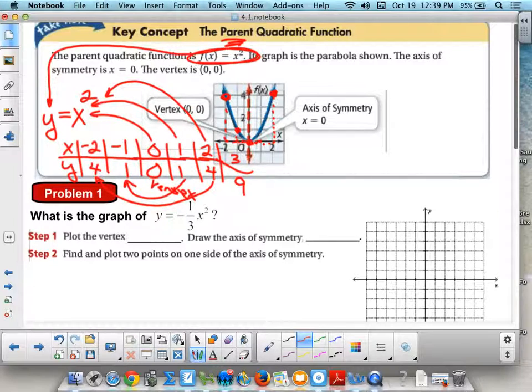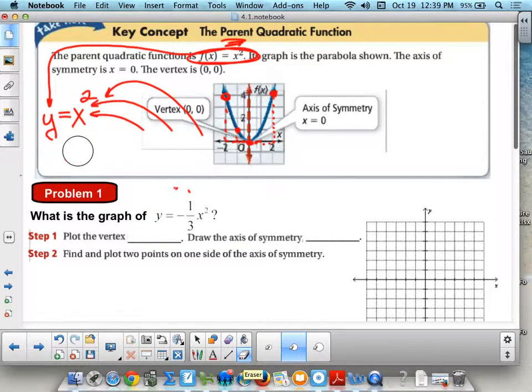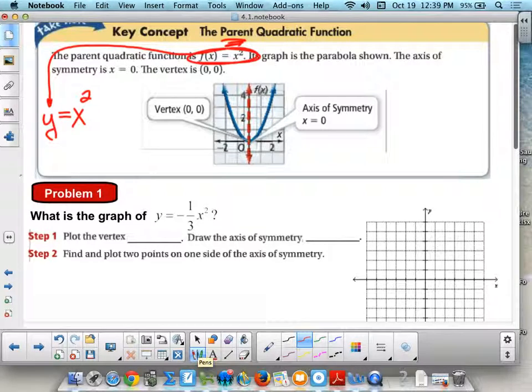Now, here's the deal. Do you think I like tables? No, I hate tables. I want you to memorize what the parent does. From the vertex, which always starts at 0, 0, where do you go? Over 1, up 1; over 2, up 4; over 3, up 9. You hear that? So there's that side, and then this side mirrors it, and there it goes. If you can memorize that, you will be so much better off than making tables.